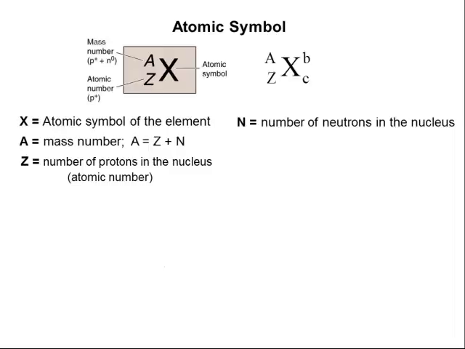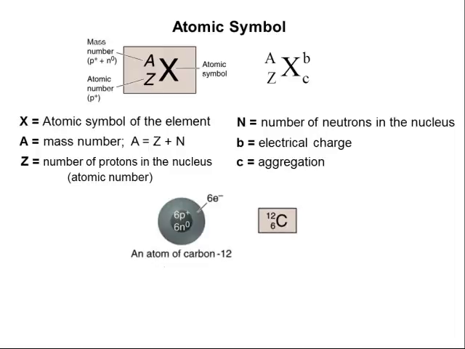What about that lowercase b and that lowercase c? Well, lowercase b there in the upper right-hand side is going to be the electrical charge. So whatever the charge is on that particular atom, we're going to write it in the upper right, if it has a charge. If it doesn't have a charge, we don't need to write 0. C then is going to be something we call aggregation. That's going to tell us how many atoms we're going to have together. All right, so let's look at some examples of this.